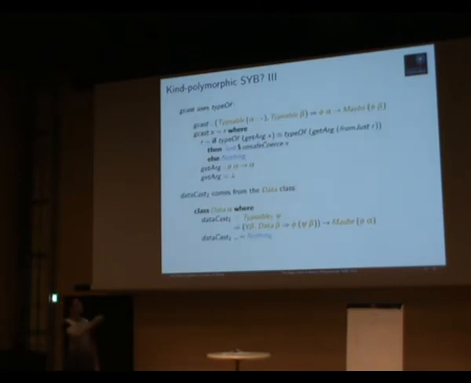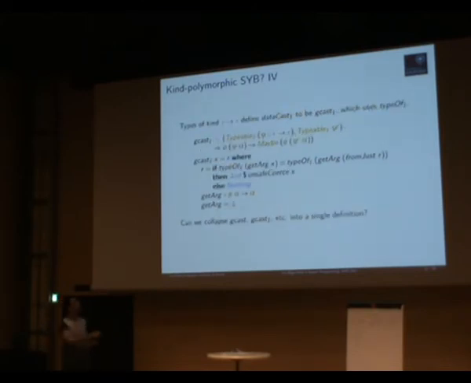Datacast1 comes from the Data class and has a default definition that just says nothing, so don't do any casting, which is appropriate for things of kind star. But if you are giving an instance of Data for Maybe, then you have to redefine datacast1 to be gcast1, which we'll see next. Gcast, the one that's used for x0, is just using typeOf to compare the type to the cast if necessary.